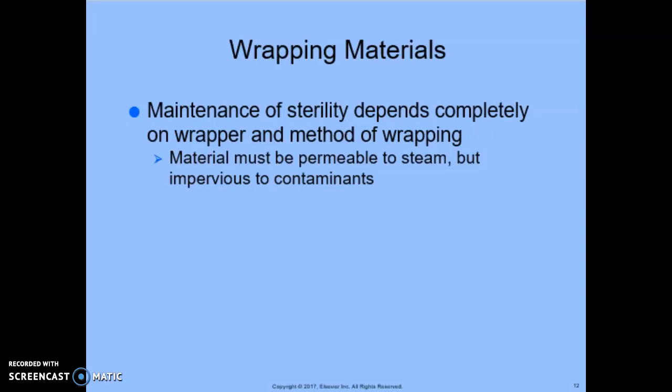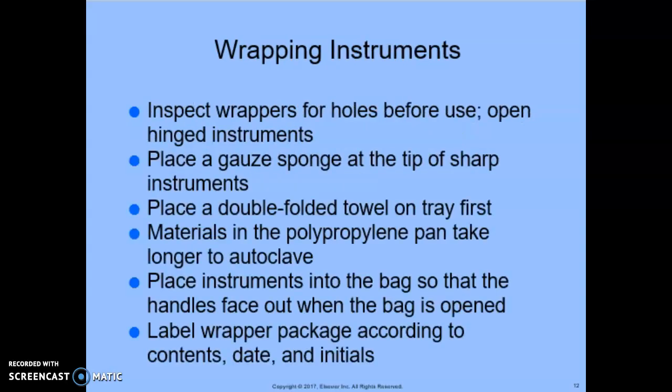And the material we use is permeable to steam, but impervious to contaminants, and the blue wrap that we use does qualify for that. So clean muslin, disposable autoclave paper, and polypropylene bags are examples of autoclave instrument wraps. We will also teach you how to utilize the autoclave bags in addition to the wraps, so you'll know how to use both. Whether you are wrapping an item for one time or many items together on a tray as a surgical pack, the procedure is the same.